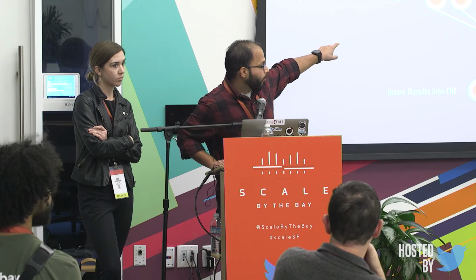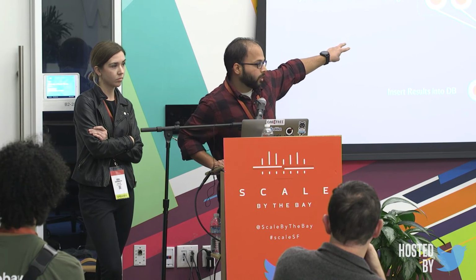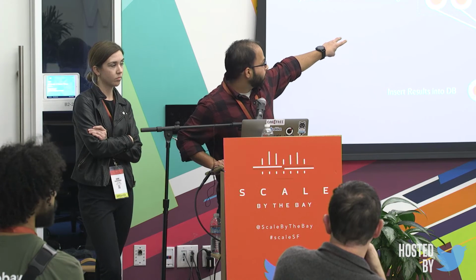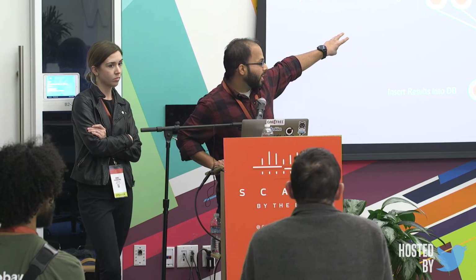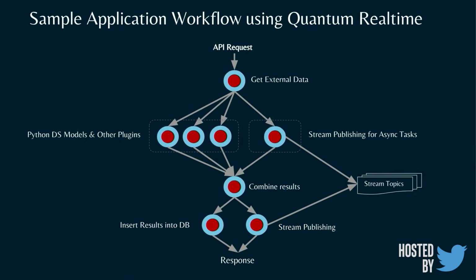Let's take this particular example where there is a small box around 3 particular plugins, and let's say all these 3 are models. The first one could be in Python, the second one could be in Scala, the third one could be in Java, and they can all run in parallel without an issue.